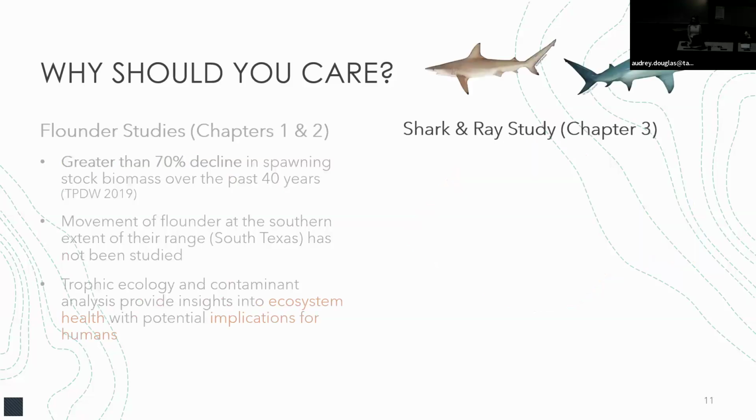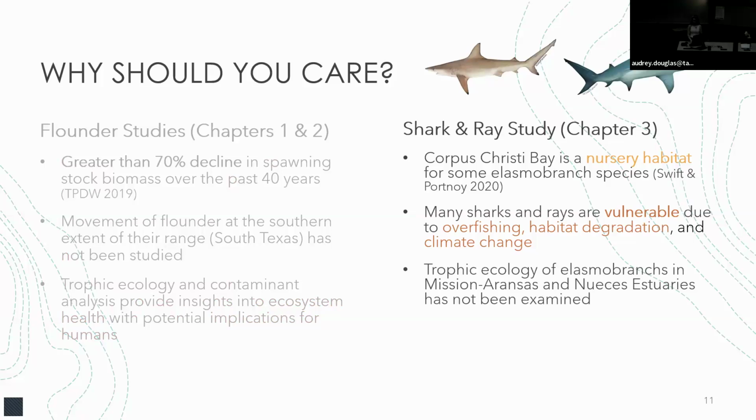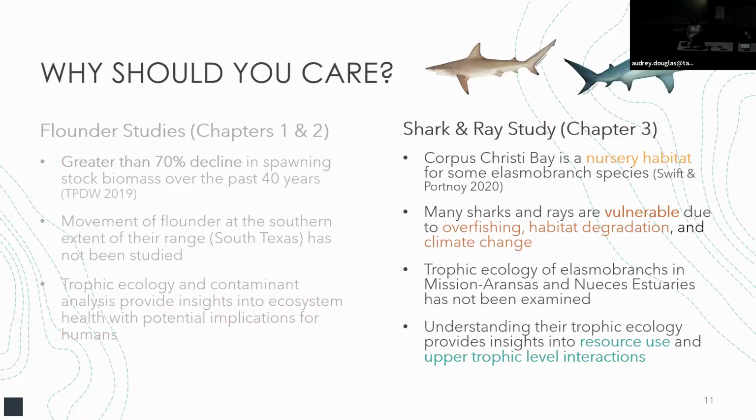And then for the last chapter, the shark and ray chapter, we are going to be looking at a few species where Corpus Christi Bay is their nursery habitat, so a very important area for these species. And sharks and rays are very vulnerable due to overfishing, habitat degradation, and climate-related change. So we are looking at these animals, and it has not been looked at at the community level. As I mentioned, this has not been examined. So it'll give us an idea of their resource usage, and then also those upper trophic level interactions, give us an idea of what's going on within the ecosystem.